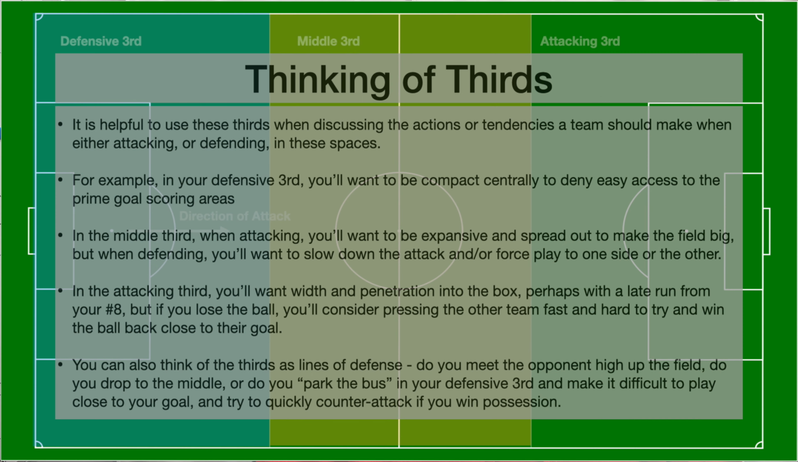So it's helpful to use these thirds when thinking about actions and tendencies a team should make when you're playing through. Again, in the defensive third, you want to be compact. You're trying to protect the front of the goal. In the middle third, when you're attacking, you're starting to get big and spread out and make that field be an option in every direction, forward, backwards, left, and right. Really giving yourself width and depth of the field.